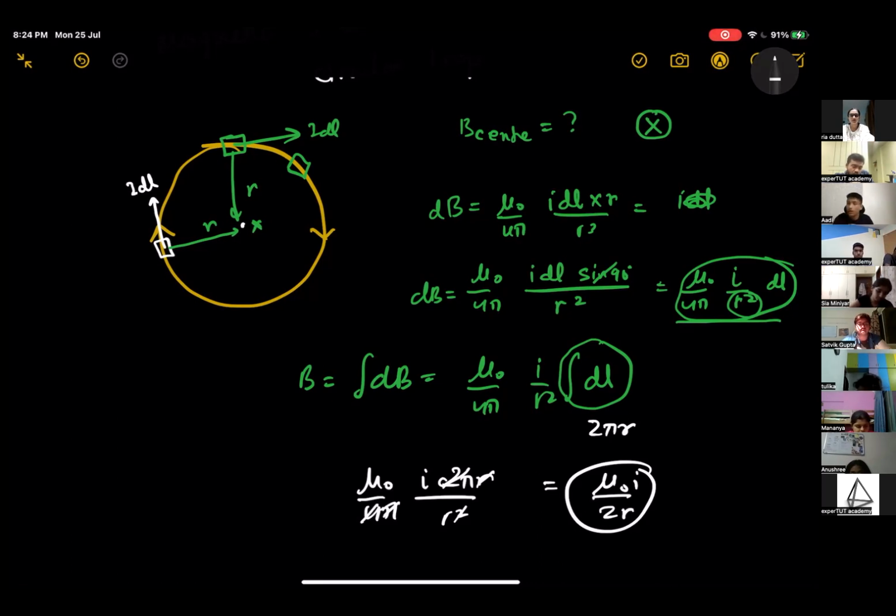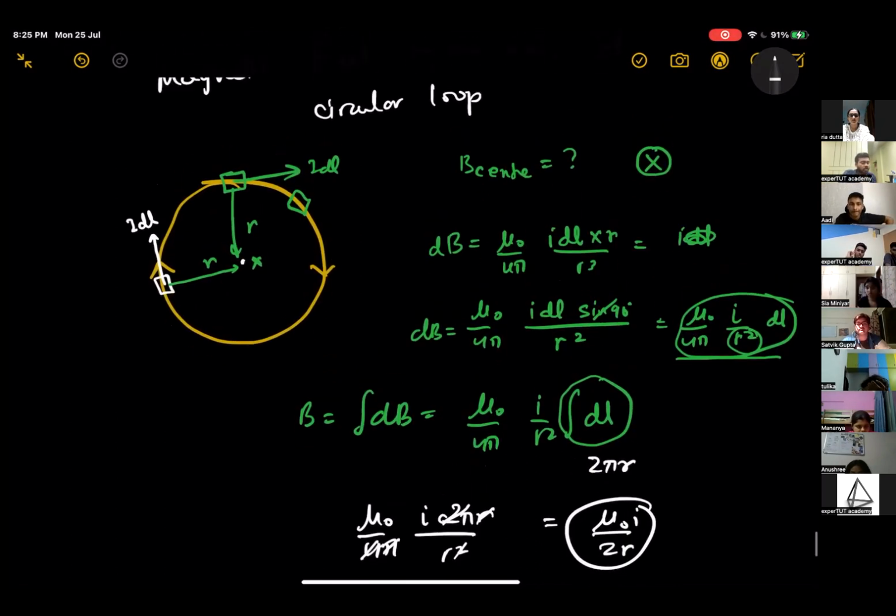Now see. So I need the 3D figure. Okay. So everyone quickly write this down, copy it. Mu naught I by 2R. It's magnetic field at the center of a circular ring of radius R. Magnetic field at the center of a circular ring of radius R carrying current I is mu naught I by 2R. Remember, there is no pi in the answer.